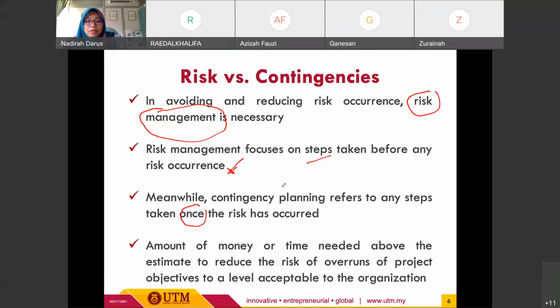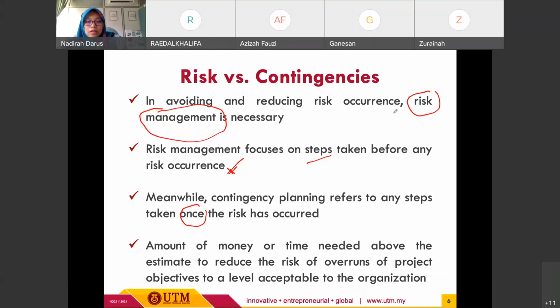Risk management can be divided into several subcategories, because we have identification, we need to monitor, we need to control, and also monitor. So that's why we have a very big component here, risk management, as part of project management.